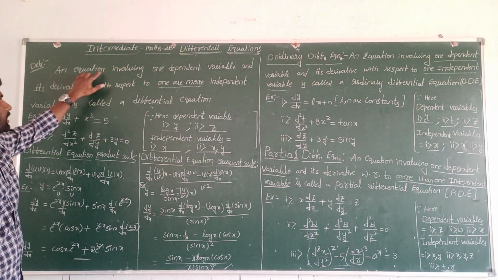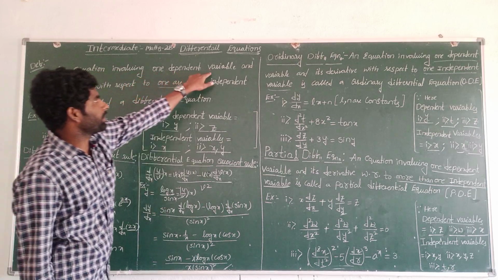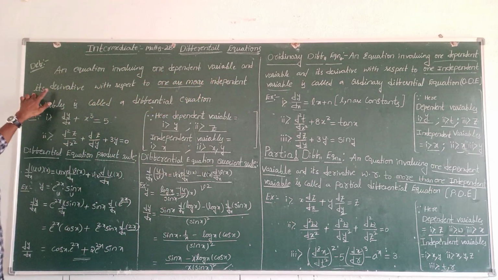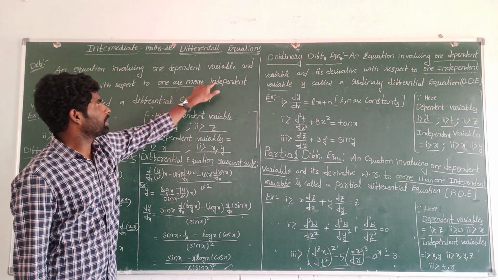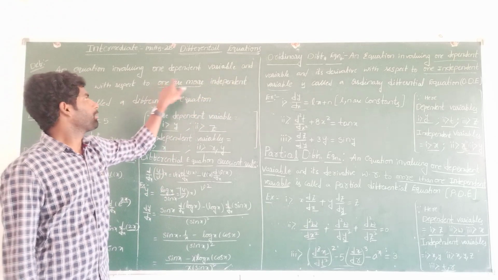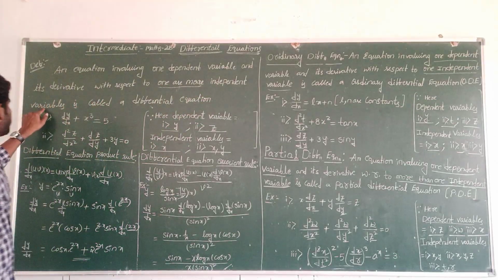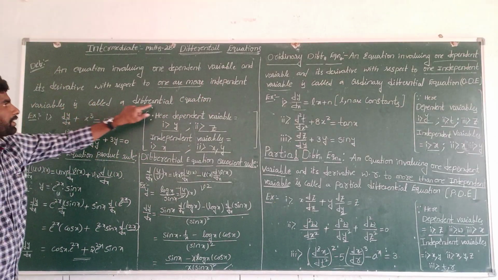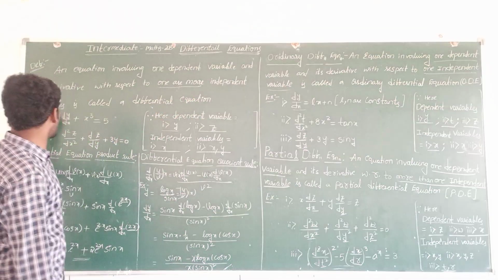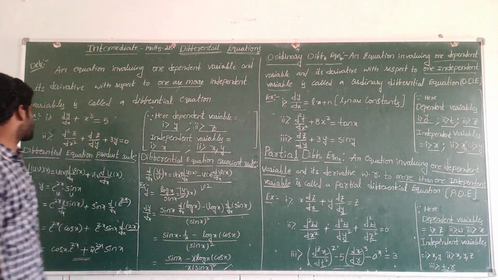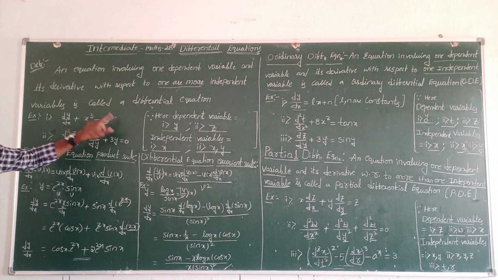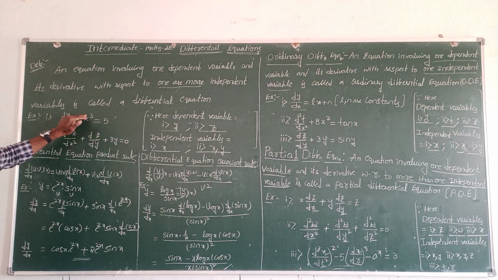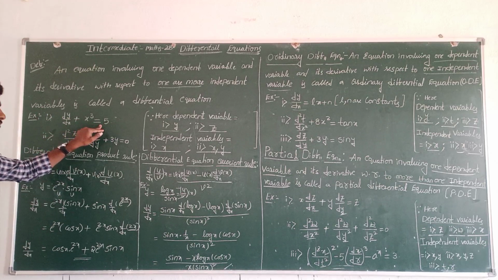An equation involving one dependent variable and its derivative with respect to one or more independent variables is called a differential equation. I give an example here. First example: dy by dx plus x cube equals 5.